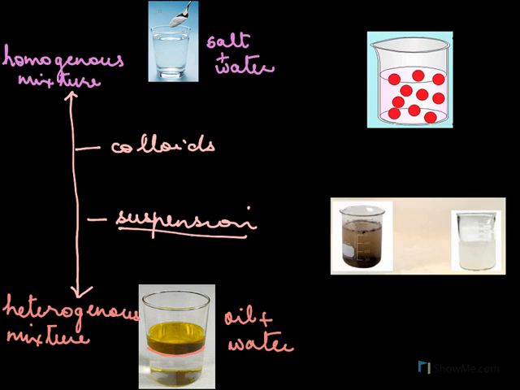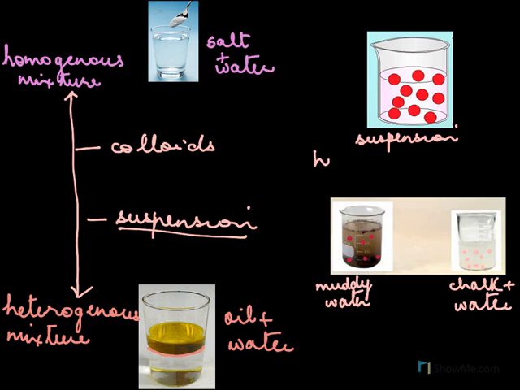Here is a picture example of suspensions. Muddy water is an example of a suspension, and chalk in water is also an example of a suspension. In suspensions, the particle sizes are quite large. We have large particles and they can be seen very easily with the naked eye. Here we've drawn a picture of a suspension. It's a heterogeneous mixture. Now why do we call it heterogeneous? Because the particles can be seen with the naked eye.